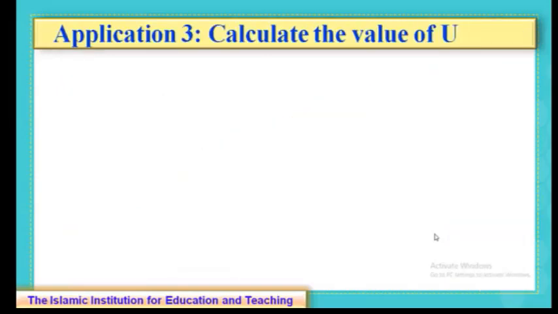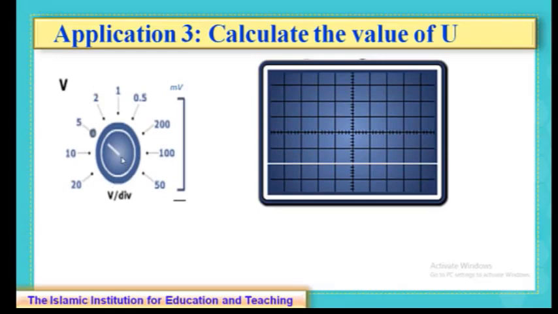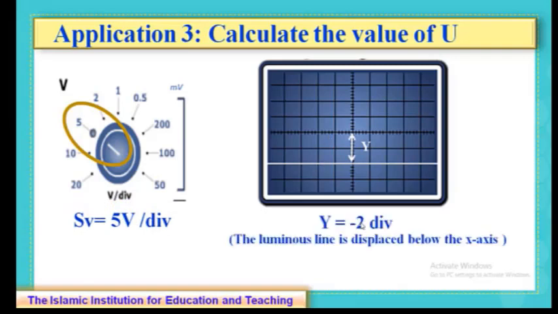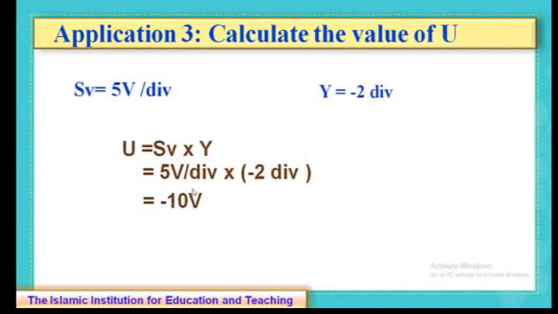Now, let's solve application number 3. We have to calculate the value of U. This button is called the vertical sensitivity because its unit is V per division. So, SV is equal to 5 volt per division. The luminous line here is drifted downwards by 2 divisions. So, Y is equal to minus 2 divisions. By applying the rule, we get U equal SV times Y. When substituting SV and Y by their numerical values, we get U equal minus 10 volt.